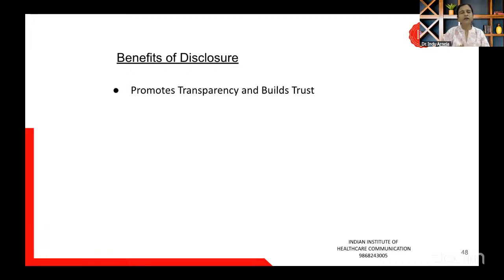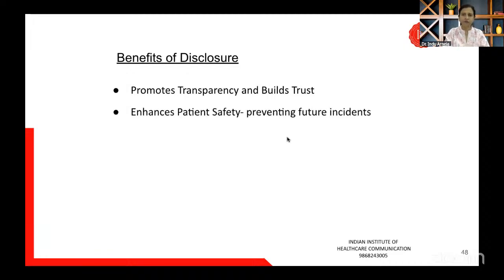So definitely one of the benefits of disclosure is that it promotes transparency and builds trust. Especially if you have been taking care of the patient very well and have acted as a very professional healthcare provider, and if an error happens and you admit it honestly, mostly they respect and admire your transparency, and it will further build trust with them. It will also enhance patient safety, preventing future incidents. I think that's very important.